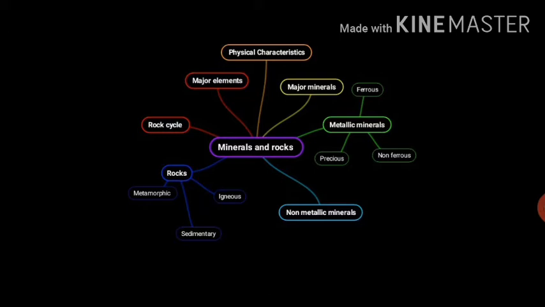Let's start with the new chapter, that is minerals and rocks. First let's see the mind map of this chapter, which will help us to move about the chapter. According to the mind map, first is major elements. Major elements like oxygen, silicon, aluminium, iron, calcium, sodium, potassium, magnesium and others.